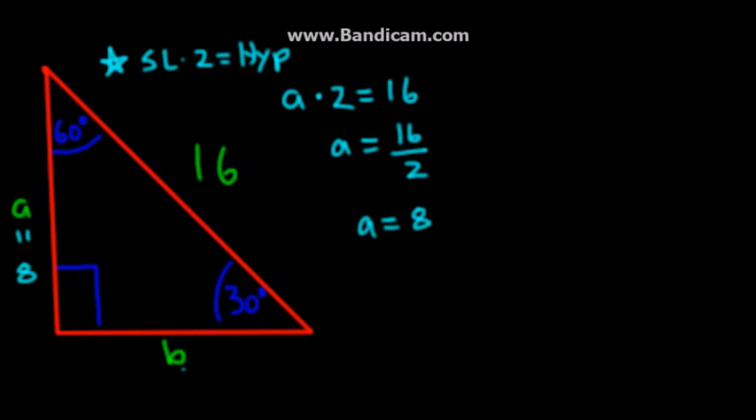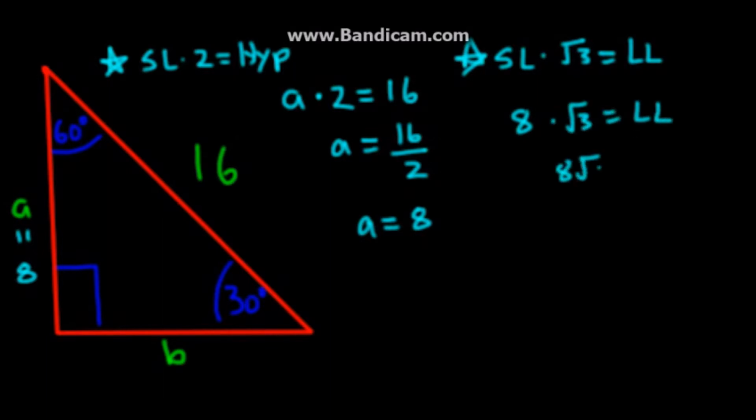Alright, and then in order to solve for B, we can use the second formula, which is short leg times square root of 3 equals long leg. Alright, so let's just plug that in. 8 times square root of 3 equals long leg. 8 square root of 3 equals long leg. So we know that now equals 8 root 3. So that's basically how you solve the 30, 60, 90 triangle and the formulas that you have to use for it.